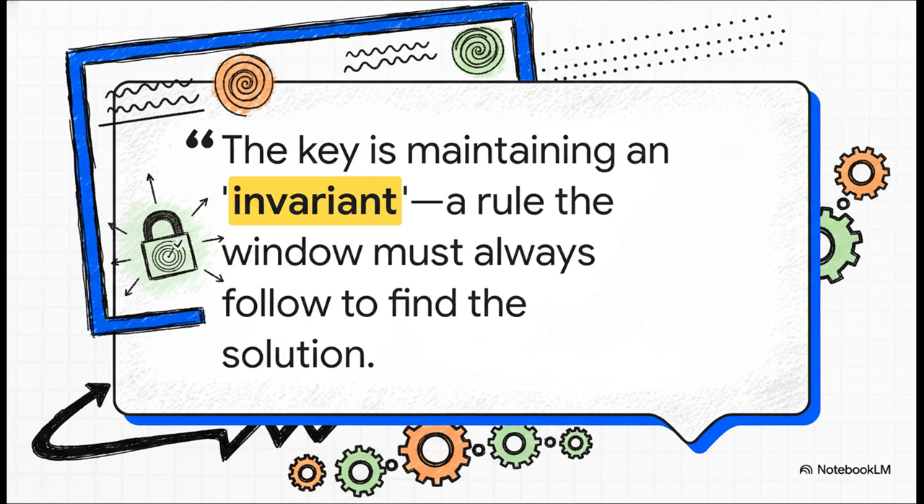Now, the real key to all of this is this idea of an invariant. This is the heart of the logic for real. For any problem you're trying to solve, you just have to define one specific rule that the window has to follow. That rule is your invariant, and the entire algorithm is just built around keeping that rule true.